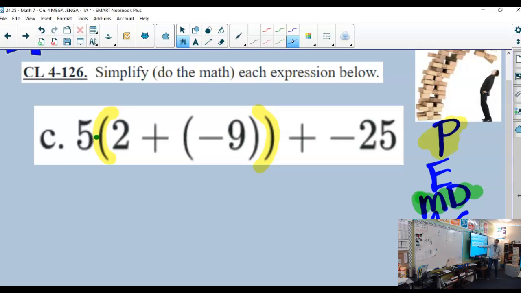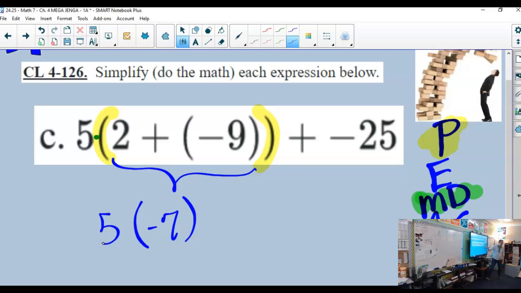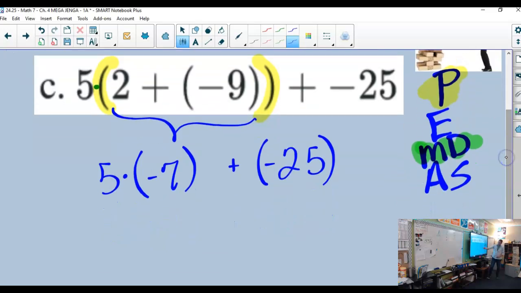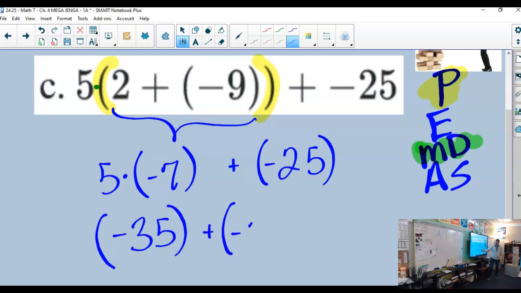In your parentheses, we have this. Now these parentheses are there for the -9. But inside these parentheses, we have 2 and -9. What do you get when you do that? -7. This 5 out here is technically doing what? Because it's against the parentheses. It's multiplying. So now we will multiply, get -35 plus -25. Are they going to get along or fight each other? They're going to get along and become what?